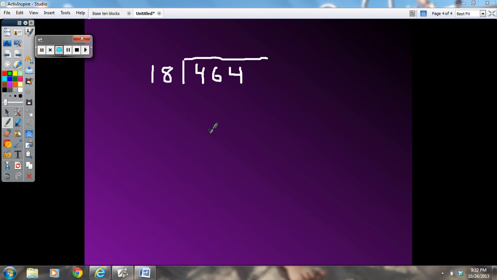Okay, so here we have 464 divided by 18. Like we've been doing, typically we start out with 10 groups of this divisor. And if I made 10 groups of 18, that means I would have used 180 ones blocks from the 464 that I started out with. So if I took 180 of those ones blocks away, what I would be left with at this point would be 284 ones blocks. So now I have 284 ones blocks left.